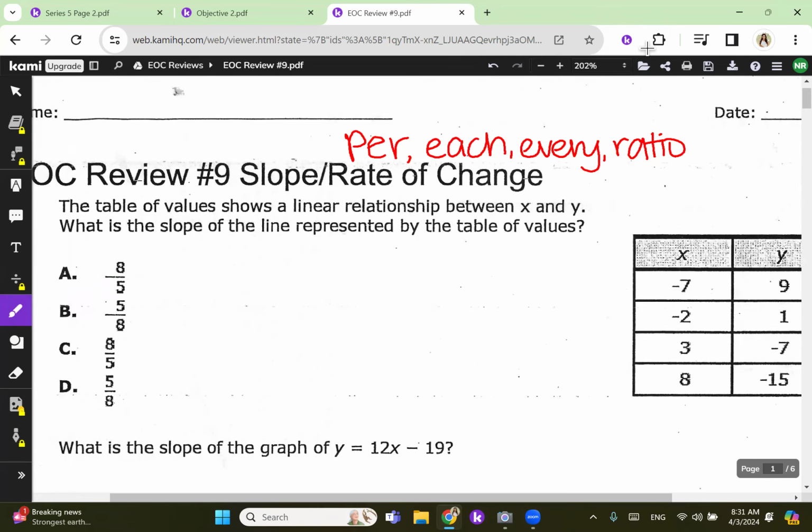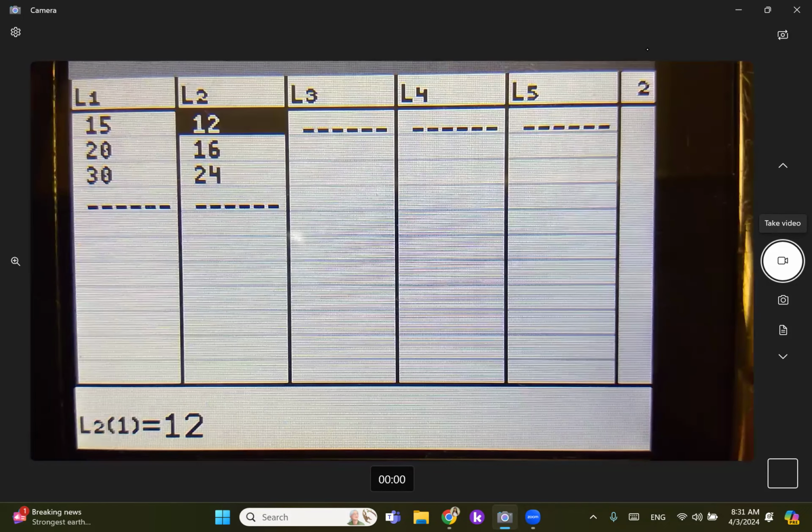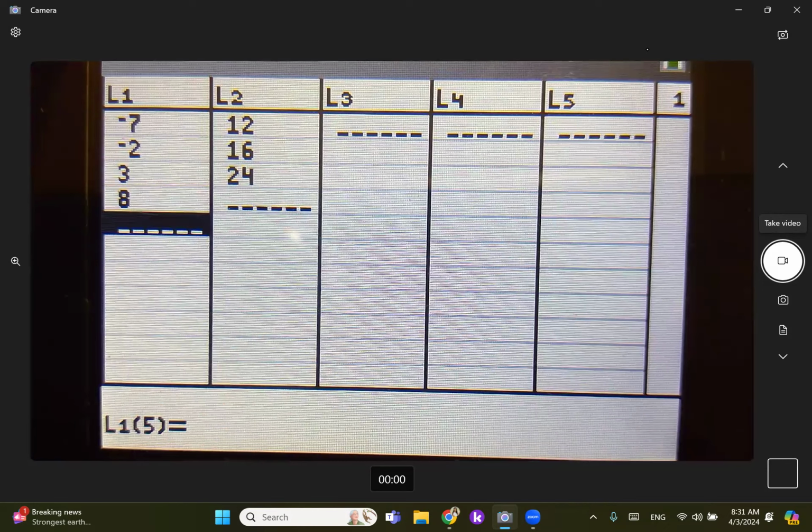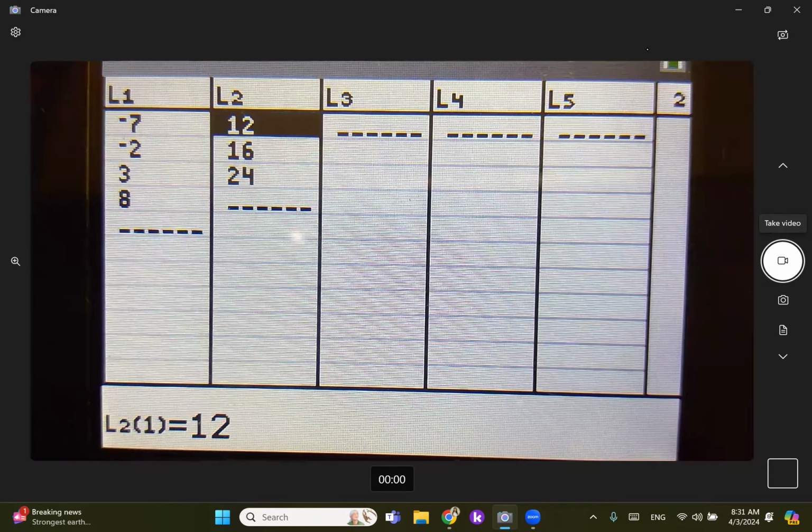Okay. The table of values shows a linear relationship between X and Y. What is the slope of the line? Now for this one, easy peasy. You have a table. Where can you put those numbers? Stat edit, my best friend. There we go. All right. Let's do this. Stat edit. Y'all trying to do this one. All right. -7, -2, 3, 8. I put it in.